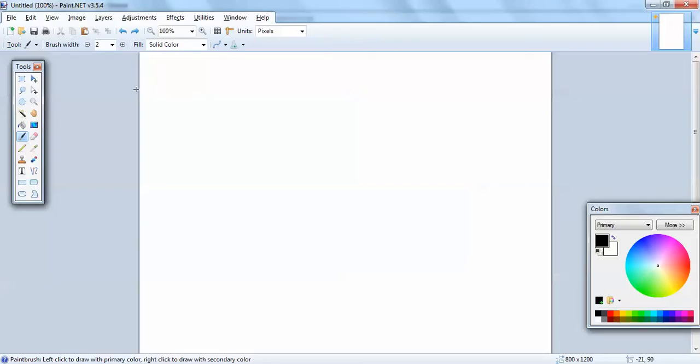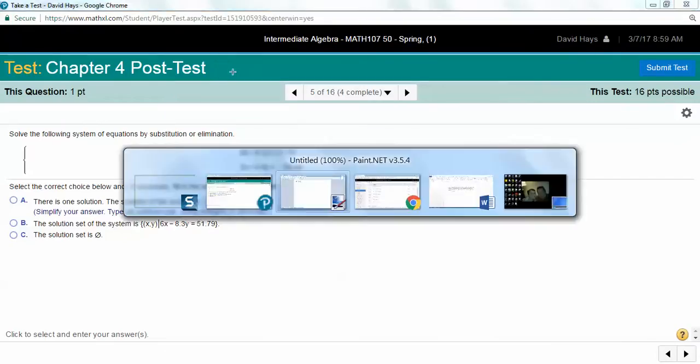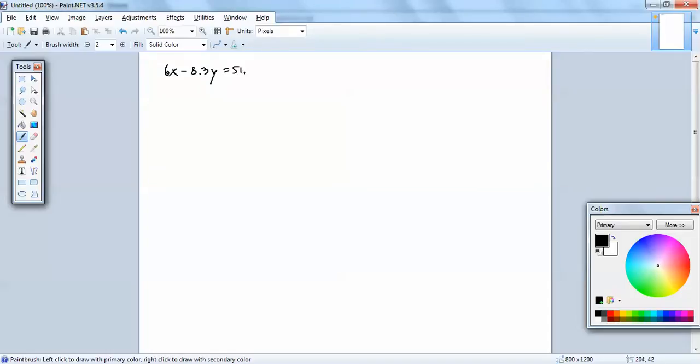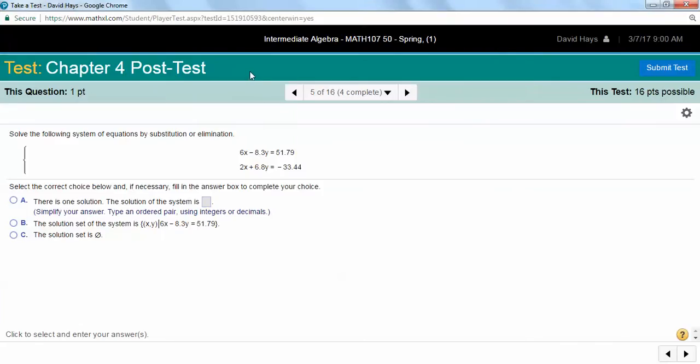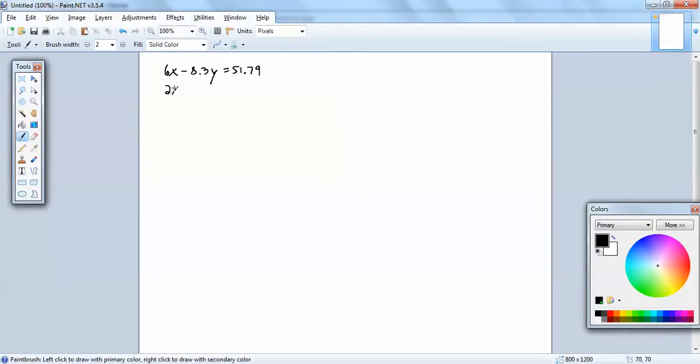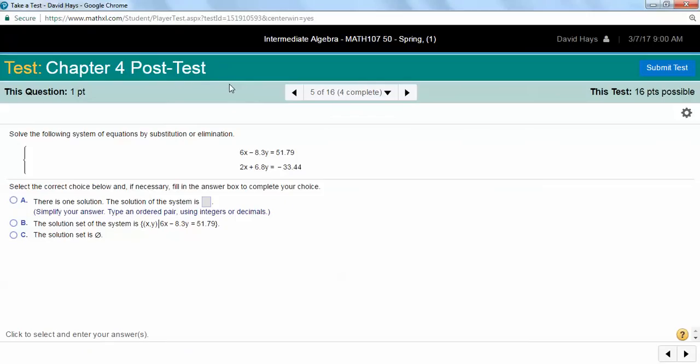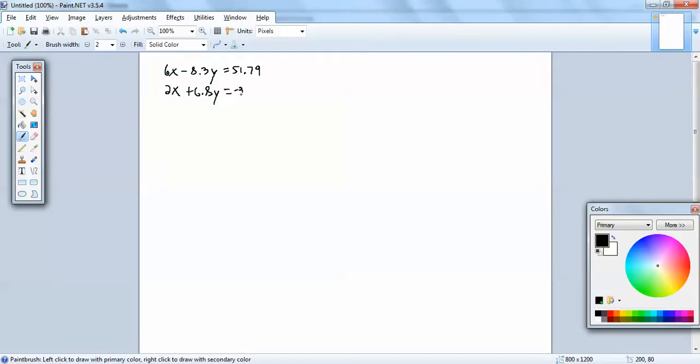And we got 6x minus 8.3y equals 51.79, and 2x plus 6.8y equals negative 33.44.